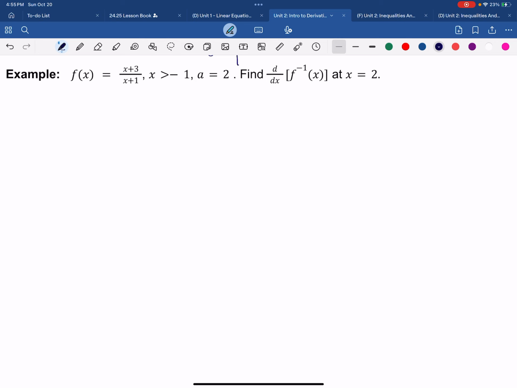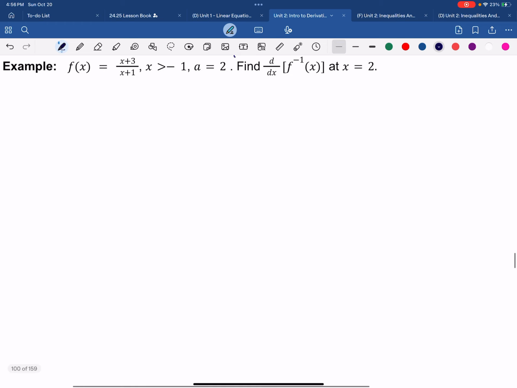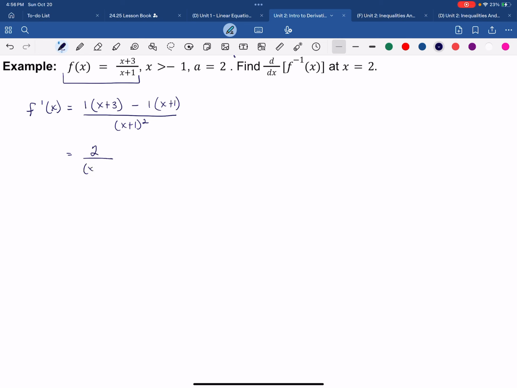And now what we're going to do is start off by finding the derivative of our f of x function. So f prime of x, this is good practice for my quotient rule. I'm going to get 1 multiplied by x plus 3, subtract 1 times x plus 1, all over x plus 1 all squared. So I end up with 2 over x plus 1 all squared as the derivative. Okay, so my first step is to find f prime of x.